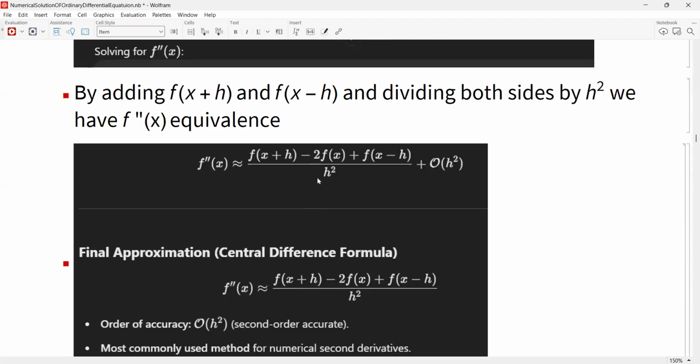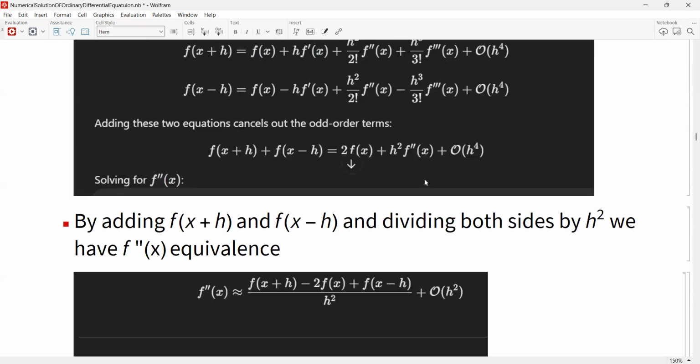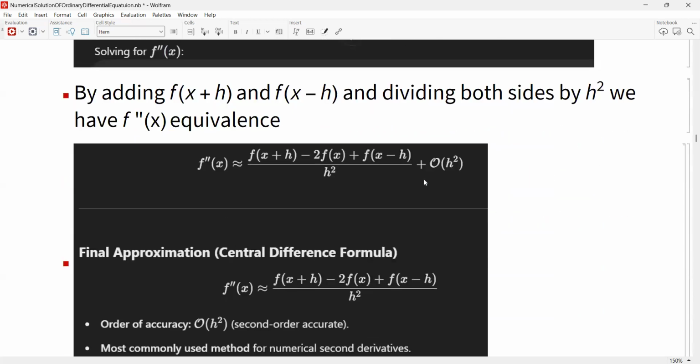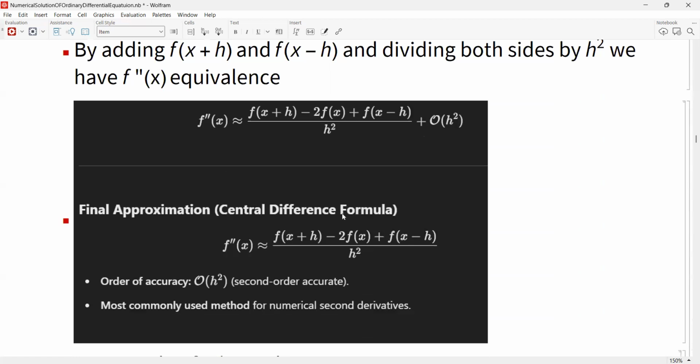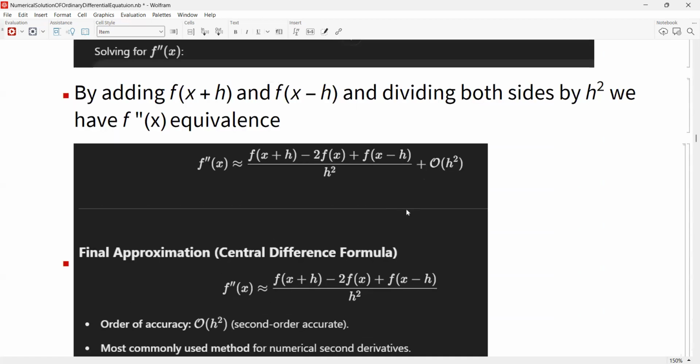Okay, so this is our approximation for the second derivative. Now, dividing both sides by h squared, we have f double prime of x equivalent to this one. So, final approximation, central difference approximations.